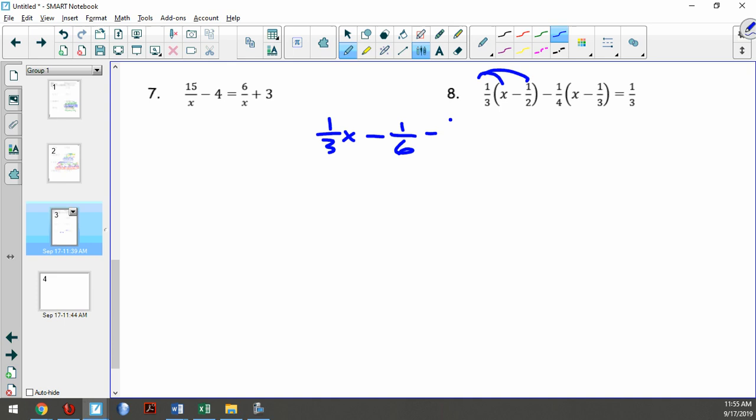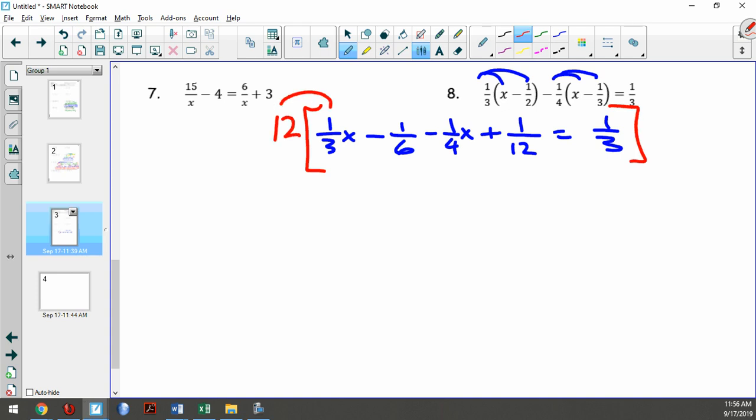Minus 1/4 x plus 1/12 is equal to 1/3. Does everybody see that? Yes or no? Are we all good? Okay, now tell me, what is my LCD between 3, 6, 4, and 12? 12. So what we're going to do is we're going to multiply this entire equation by 12.